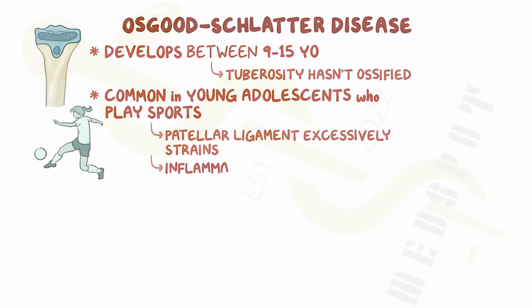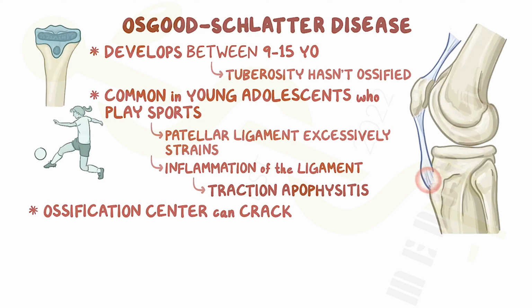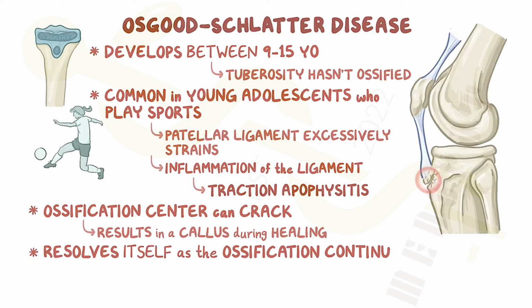This results in inflammation of the ligament at the point it inserts to the tuberosity, what is known as traction apophysitis. When the traction is too excessive, it can cause the ossification center inside the tuberosity to crack into tiny bone fragments. Eventually, that results in a more prominent tuberosity or a callus during the healing process. Fortunately, Osgood-Schlatter disease resolves itself, as the ossification of the tuberosity continues as a child grows.